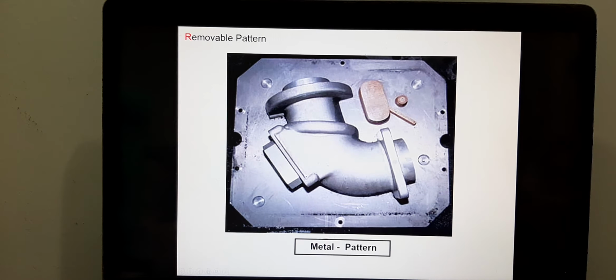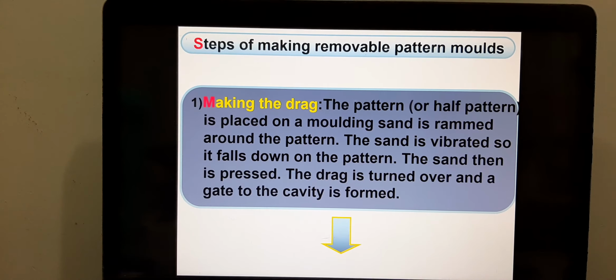Okay, so how do you make a mold? Making a mold is very tedious and it needs professionalism and lots of work. So there's several steps involved in making of a removable pattern mold. So first of all, you need to construct the drag. As I told you, you're going to construct the drag separately, and you're going to construct the cope separately, and then you're going to overturn the cope onto the drag to form one single structure.